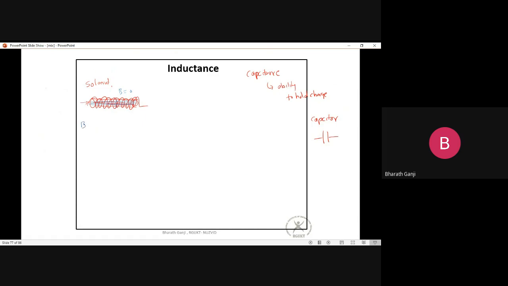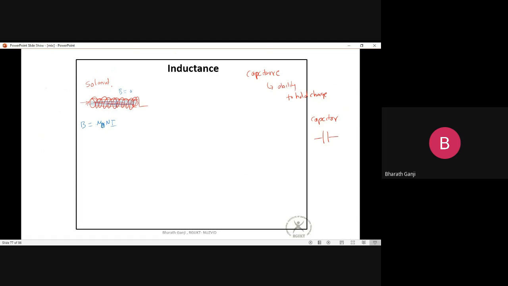So if we assume such a scenario, we got the expression for fields also. The fields are uniform everywhere, and the field is given by, I guess, mu naught times the number of turns per unit length. I think n is the turn density. So B equals mu naught n I, where n is the number of turns you have per unit length.